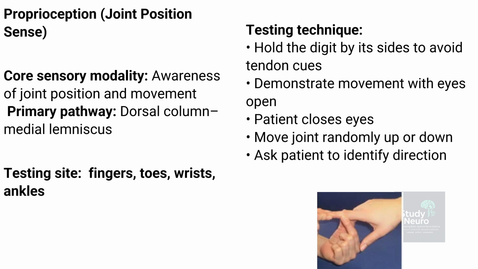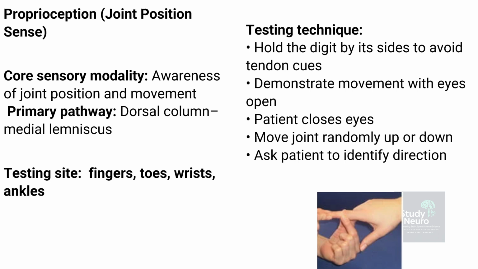Proprioception, or joint position sense, tells us how well a patient can perceive the position and movement of their joints. This sense travels through the dorsal column medial lemniscus pathway and is essential for coordinated movement and balance. To test it, a joint such as a finger or toe is held by its sides to avoid giving clues from tendons or pressure. The movement is first demonstrated with the eyes open, then the patient closes their eyes and the examiner moves the joint randomly up or down. The patient is asked to indicate the direction of movement. Normally, joint movements are identified accurately.